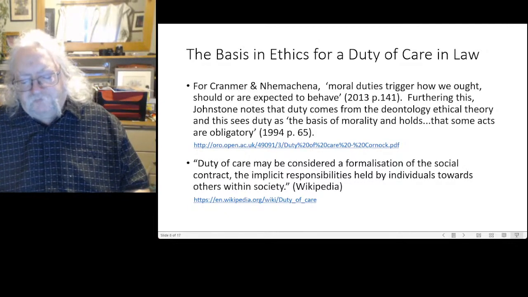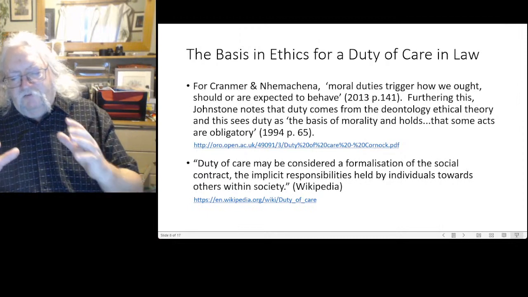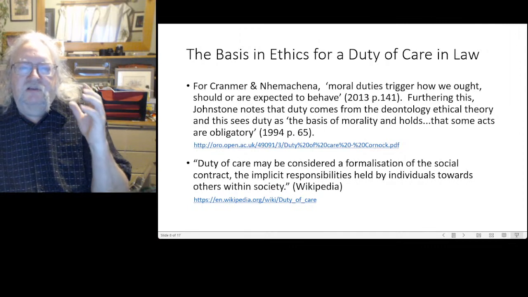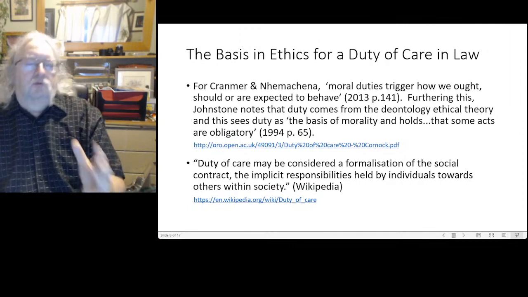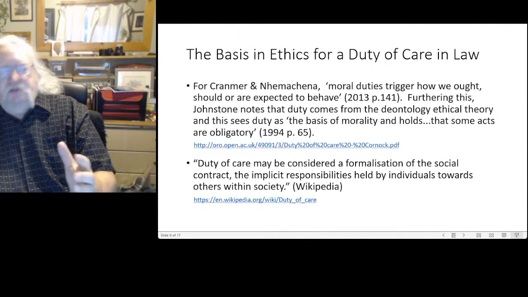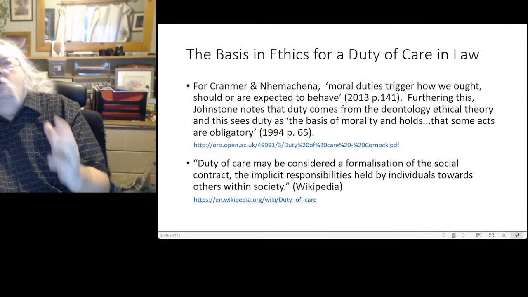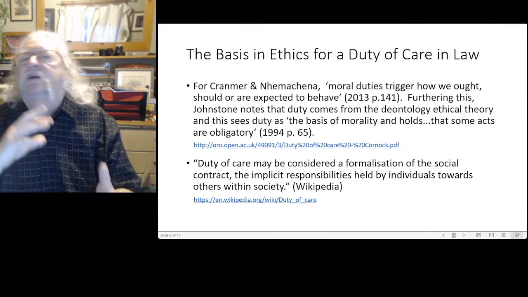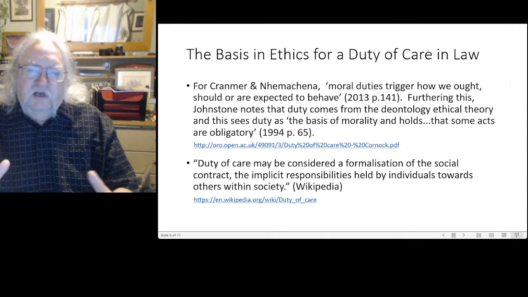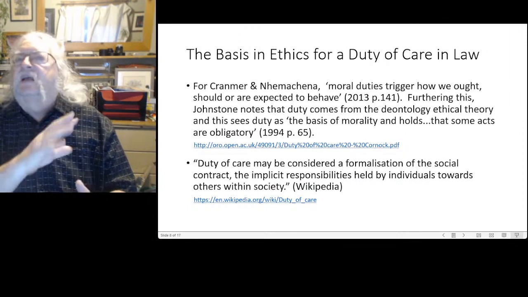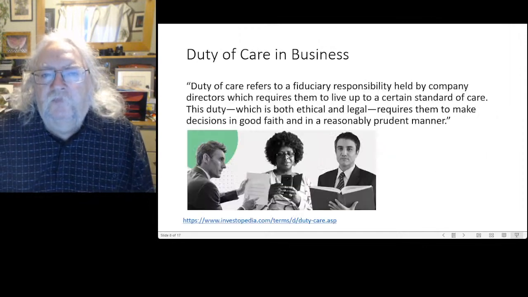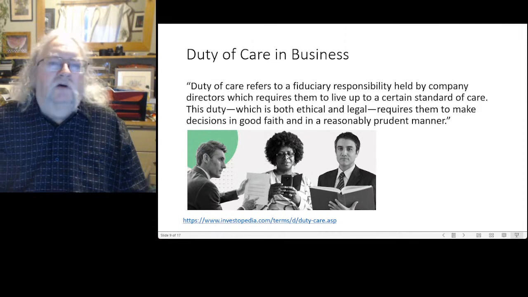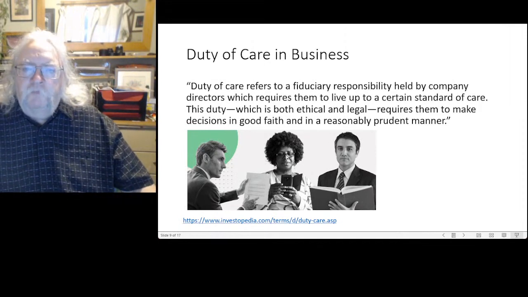And so we've got this ethical concept that is now a contractual concept, whether it's with society as a whole or whether it's with specific clients, always in a specific context and always according to some sort of standard or framework. Similarly, in business, we also have a principle of duty of care.